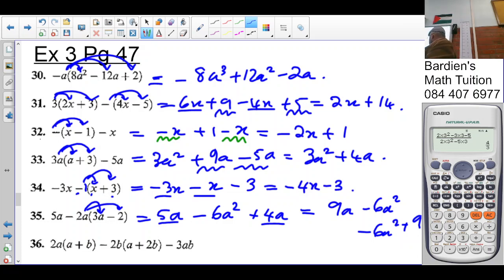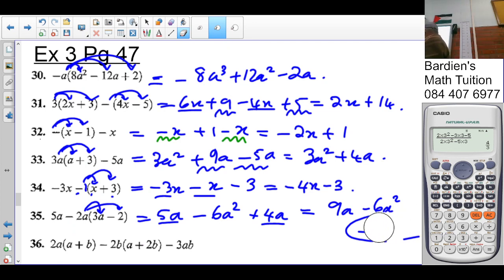Okay, that's the preferable way to write it. But if you write it like that, no problem. We always write it in descending powers. But it's fine if you had written it like that.